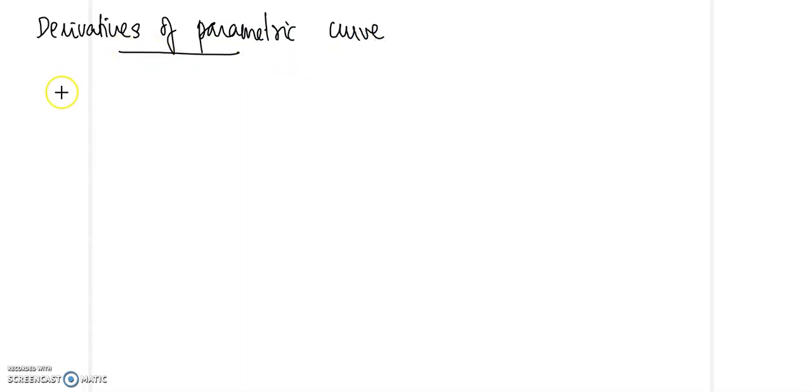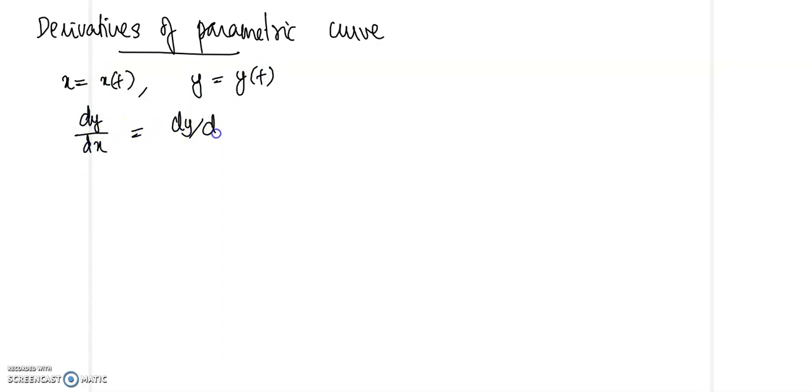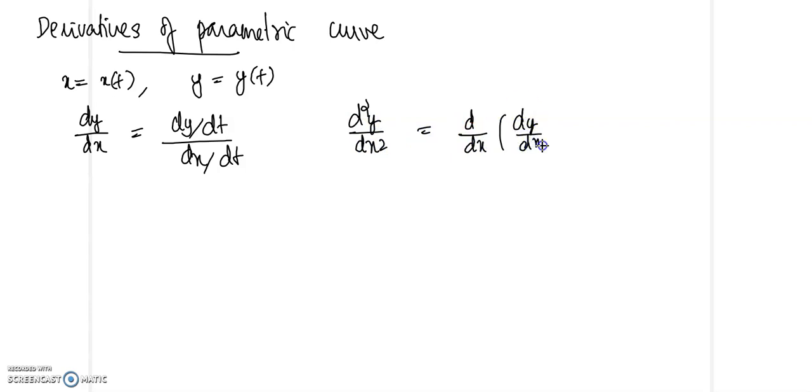Just look at how to find the derivatives of the parametric curve. We have already done differentiation. So if you have x equal to x of t and y equal to y of t, then dy by dx will be given by dy by dt by dx by dt, and if you want d square y by dx square, that will be equal to d by dx of dy by dx.